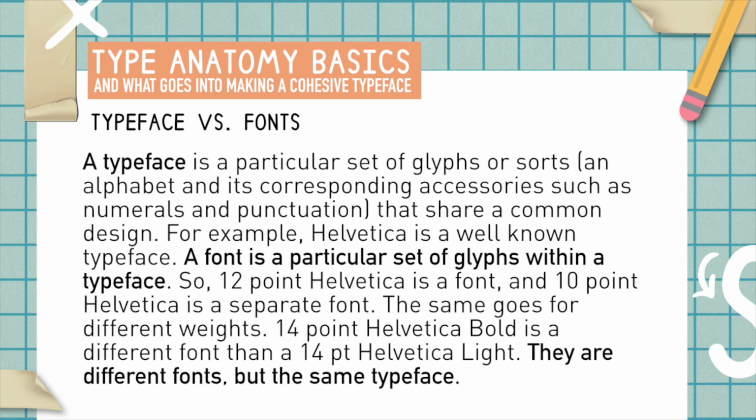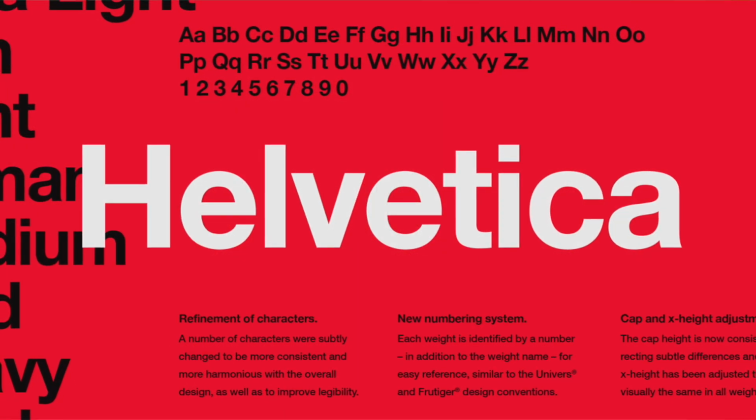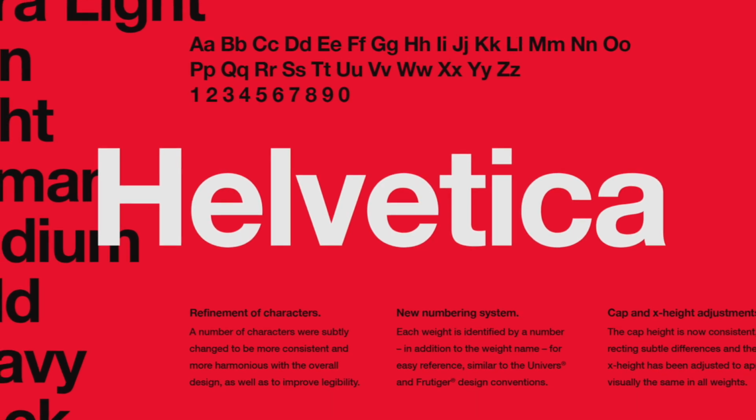So a typeface is a particular set of glyphs or sorts, which is basically an alphabet and its corresponding accessories such as numerals and punctuation that share a common design. So for example, Helvetica is a really well-known typeface, and a font is a particular set of glyphs within that typeface. So 12-point Helvetica is a font and 10-point Helvetica is a separate font.